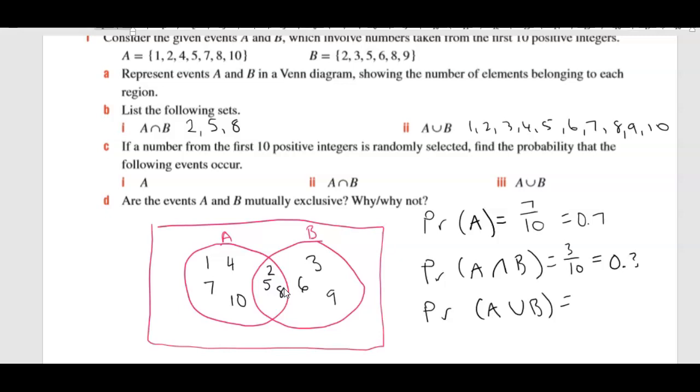All right, so 10 numbers, okay, so all 10 numbers were included, so 10 out of 10. So the probability of getting A or B is 1.